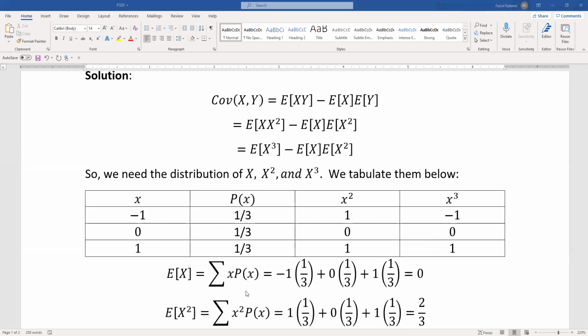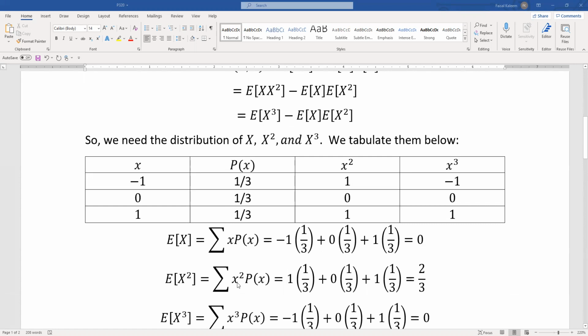E of x is the summation of x times p(x) in this case. So -1 times the probability of -1, plus 0 times the probability of 0, plus 1 times the probability of 1. That ends up being 0. E of x squared is the summation of x squared against p(x). So 1 with probability 1/3.